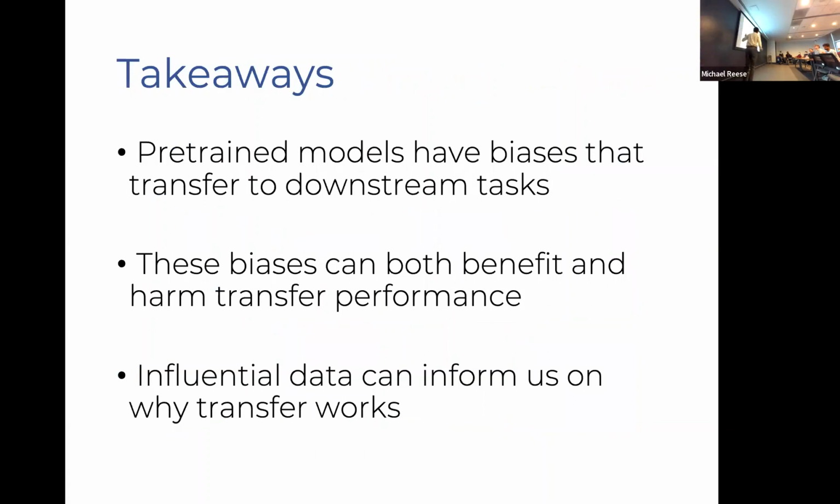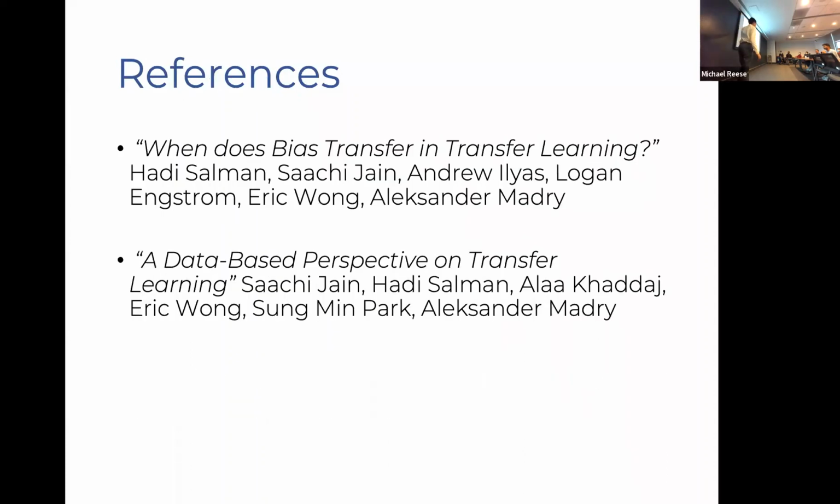Just a few quick takeaways. At the very beginning, we talked about biases that transfer to different tasks. These biases can help you, but they can also hurt you. And at the end of the day, if you want to find out what these biases are and how this transfer learning pipeline is actually working, you could potentially use things like data models or other influence functions to see how your pre-training data is affecting your downstream performance. This work is based on the two works here on the slide. And I will end it there, if there are any questions.